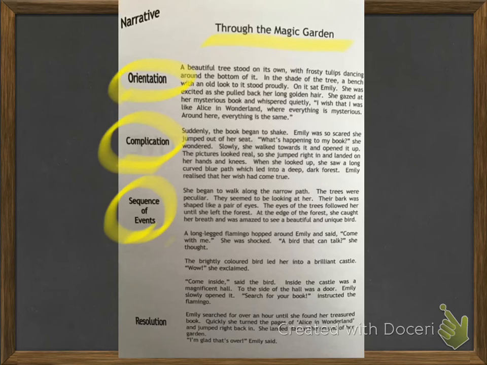A long-legged flamingo hopped around Emily and said, "Come with me." She was shocked. A bird that can talk? she thought. The brightly coloured bird led her into a brilliant castle. "Wow," she exclaimed. "Come inside," said the bird. Inside the castle was a magnificent hall. To the side of the hall was a door. Emily slowly opened it. "Search for your book," instructed the flamingo.